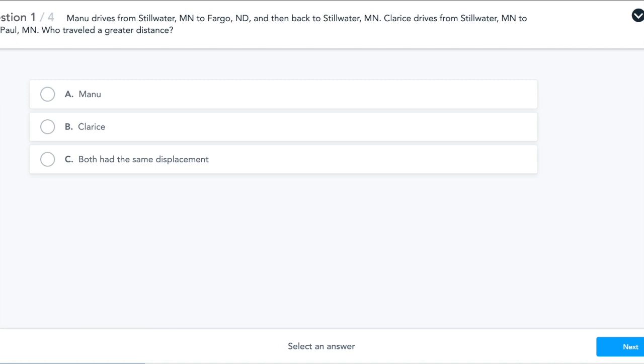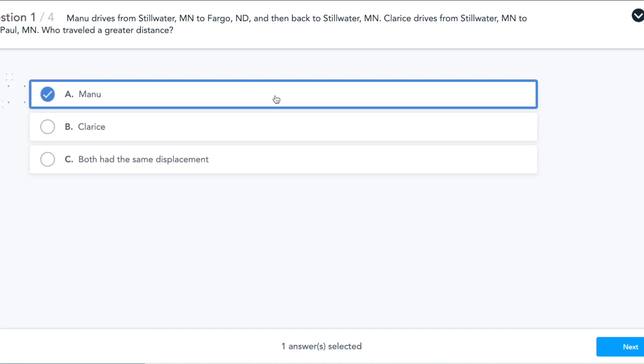All right, so Manu drives from Stillwater, Minnesota to Fargo, North Dakota, and then back to Stillwater, Minnesota. Clarice drives from Stillwater, Minnesota to St. Paul, Minnesota. Who traveled a greater distance? Well, even though Clarice is farther away from her starting point by going to St. Paul, Manu's end point is the same as his starting point. Manu did travel from Stillwater to Fargo and then back. So his distance, the actual journey that he went on, was much greater than Clarice's. And so Manu is the one who has the greater distance.